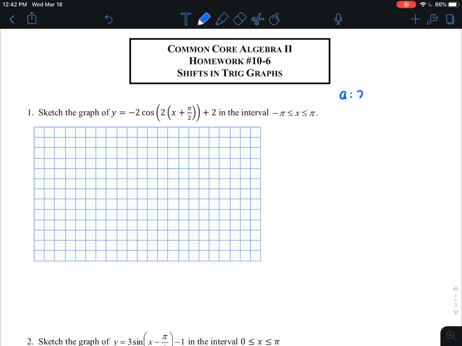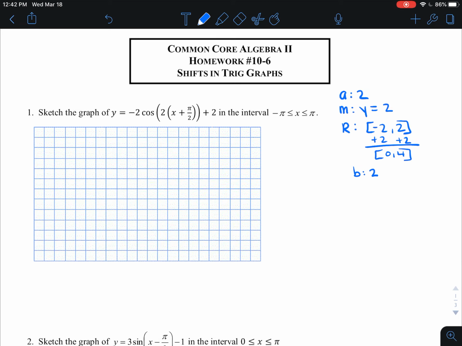I have an amplitude of 2. I have a midline shift of y equals 2, which means I have a range that would have gone from -2 to 2, but because of the shift up 2, my range is going to be from 0 to 4. Okay, I have a frequency of 2.